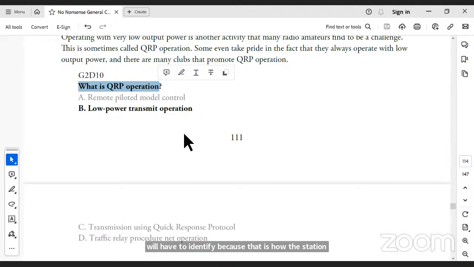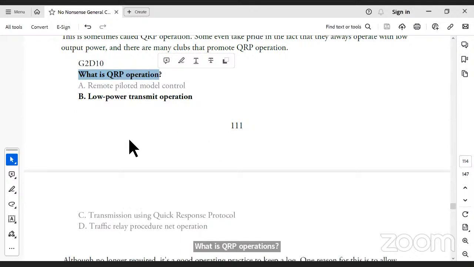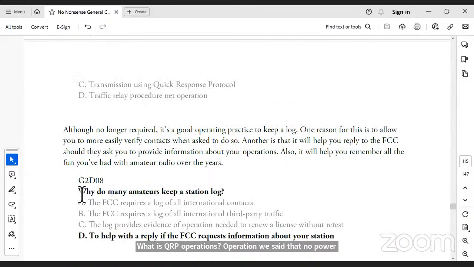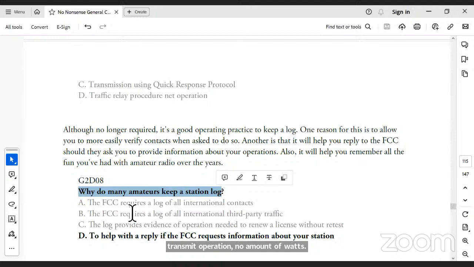What is QRP operation? We said that's low power transmit operation, low amount of watts. And the last question for this evening: why do many amateurs keep a station log? It is to help with a reply if the FCC requests information about your station.